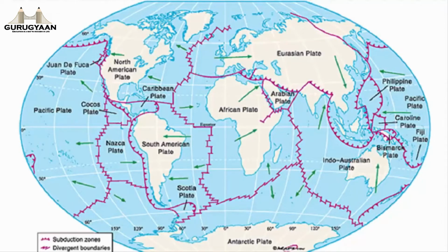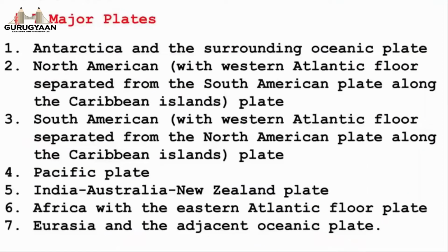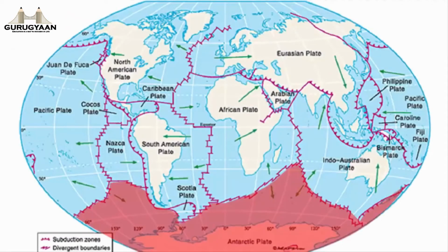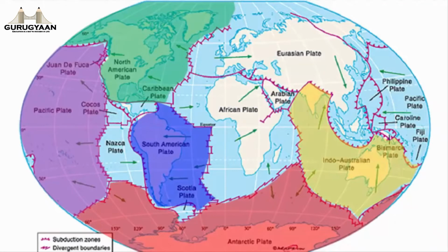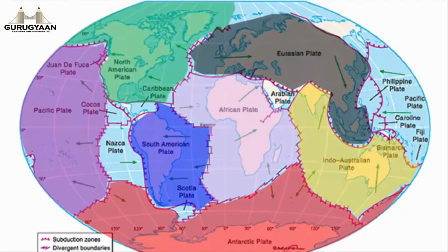According to this new concept, which is plate tectonics, our entire Earth's surface is divided into 7 major and some minor plates. The major plates are: the first one is Antarctica and the surrounding oceanic plate, and the second one is North American with Western Atlantic floor separated from the South American plate along the Caribbean Islands plate. The third one is South American with Western Atlantic floor separated from the North American plate along the Caribbean Islands plate. The fourth one is the Pacific plate, the fifth one is the India, Australia, New Zealand plate, the sixth one is Africa with the Eastern Atlantic floor plate, and the seventh one is Eurasia and the adjacent oceanic plate.